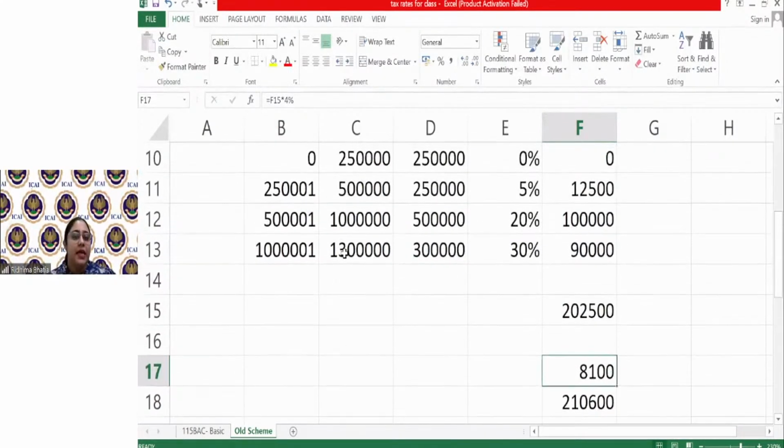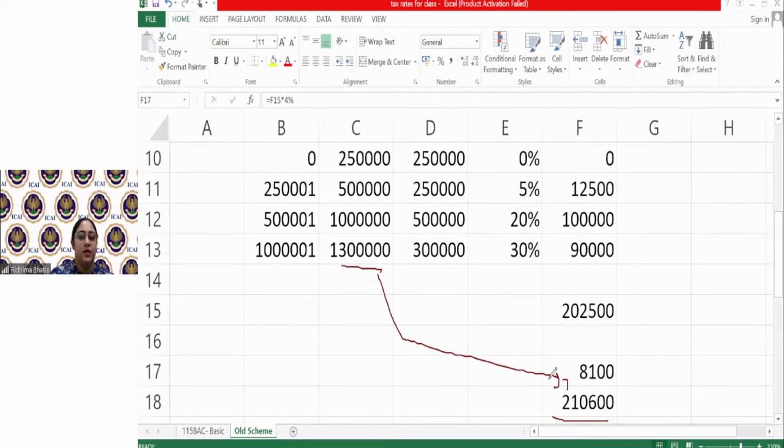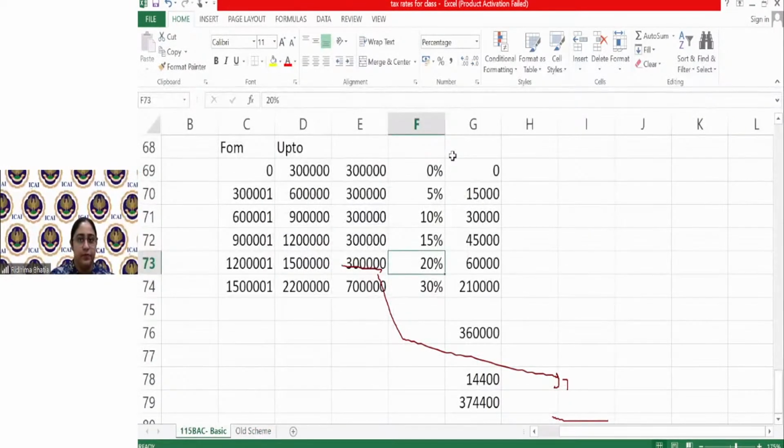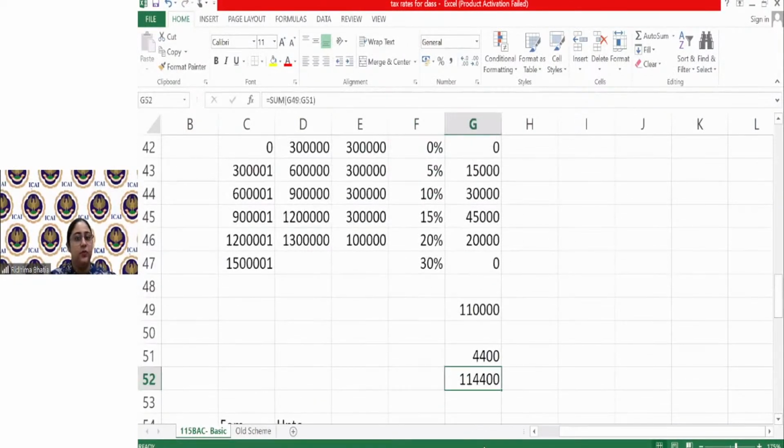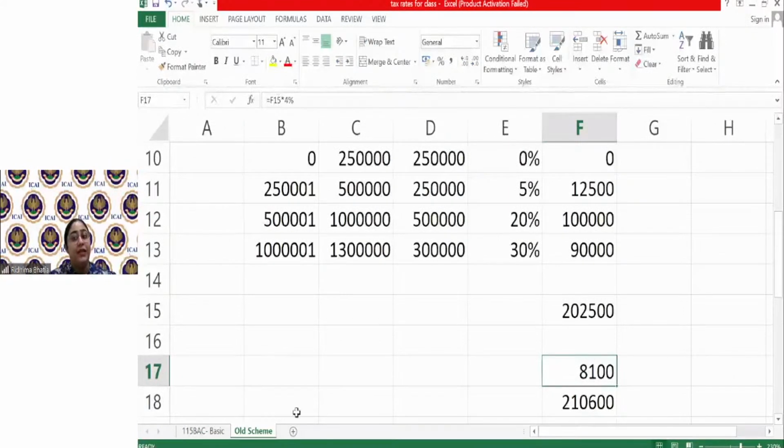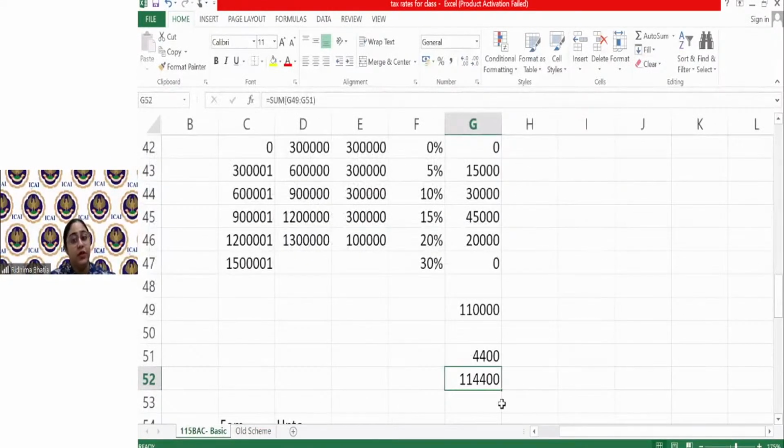Now you will say that here, carefully listen. As per the old scheme, guys, on 13 lakhs income, tax is coming to 2 lakh 10,600. Now, as per the new scheme, on 13 lakhs income, tax comes to 1 lakh 14,400. So old में 2 lakh 10,600, new में 1 lakh 14,400.